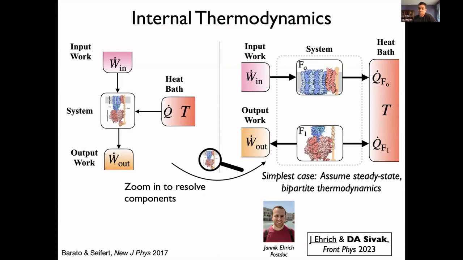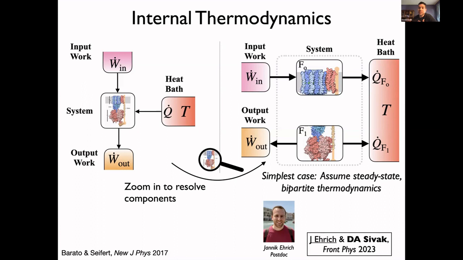And so we have FO, one of the subunits of ATP synthase, that receives input work, these protons going down their gradient. It's also in thermal contact with its surroundings. And then F1 is producing the output work, making the ATP, doing the chemistry, and it also experiences thermal fluctuations.